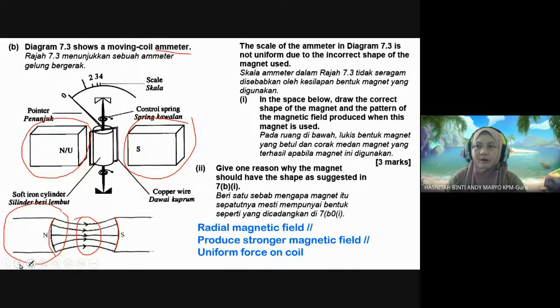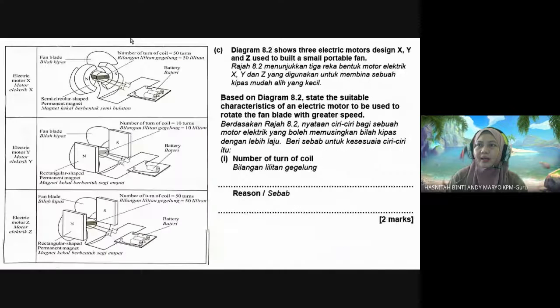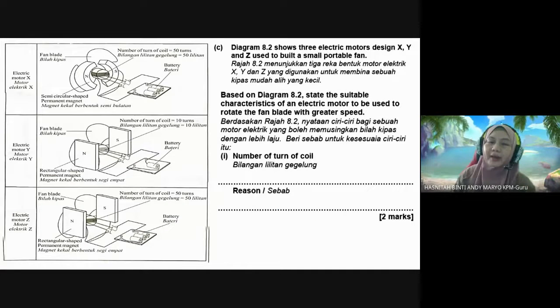Okay, and then next, we check. This is an example of an essay question. A few examples of essay questions. It shows 3 electric motors, designs X, Y, and Z. So they give you 3 choices. You are about to buy a motor to use in a small portable fan. You want to build your small portable fan, for example. So which motor is best for you to buy? Is it X, Y, or Z? So there are a few characteristics you can see there.